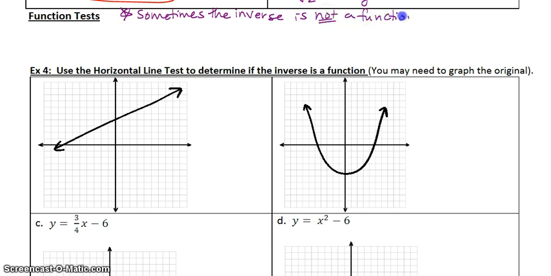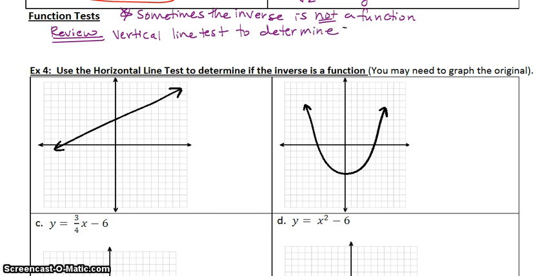In order to figure out if it is or not, we have a handy dandy test, and it's review from GO2. Do you remember that to figure out if a normal graph is a function or not, we did the vertical line test? I'll give you an example of that with example 4a. We use a vertical line test to determine if something is a function, and that was performed on the original graph.